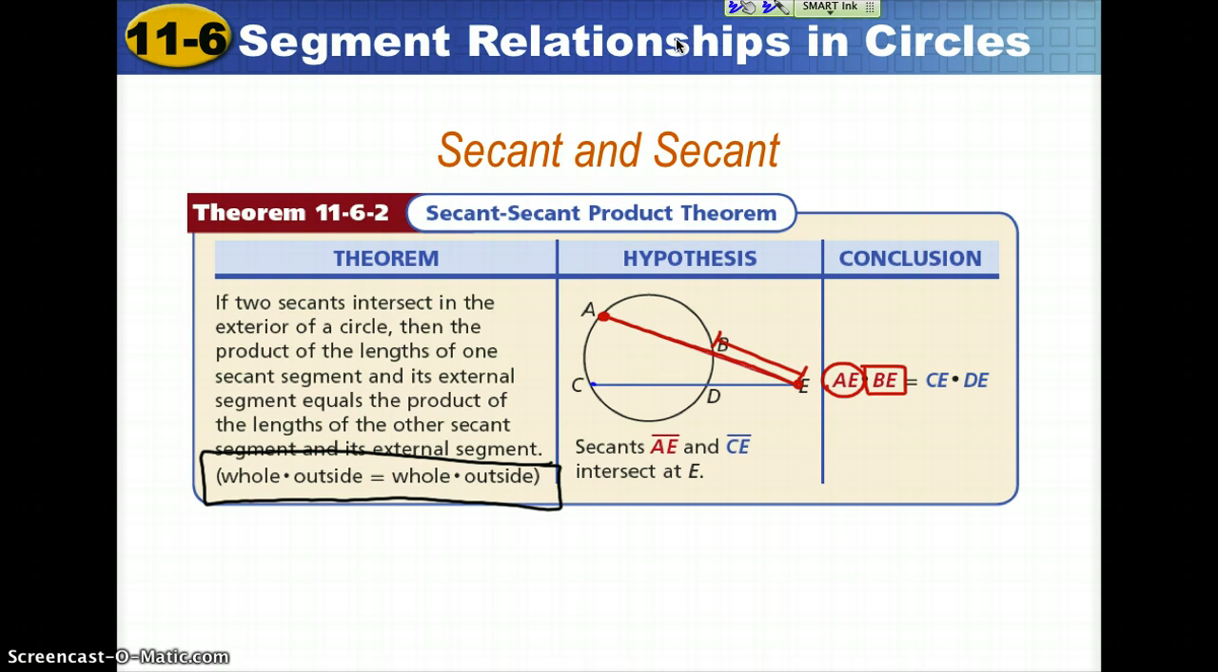Same thing, the whole thing means that we start at C and go all the way to E. E is their common intersection point. The outside means we start at D and we go to E. So for a secant, it's about looking at the whole thing compared to the outside. Whole thing compared to the outside. Okay?